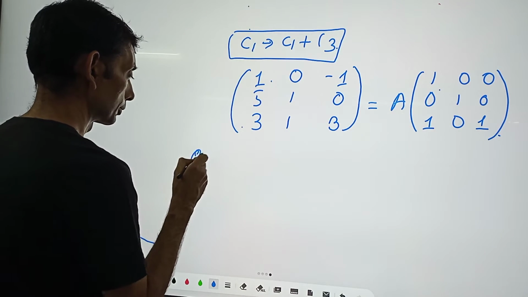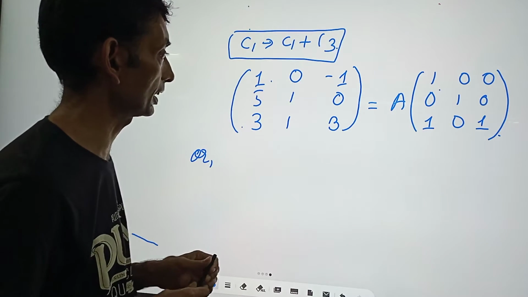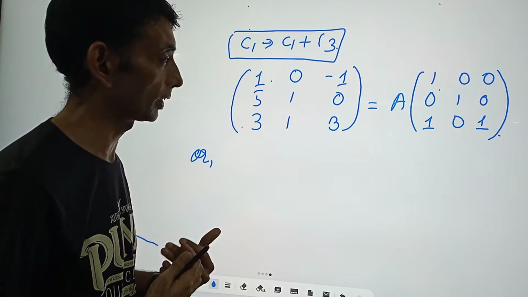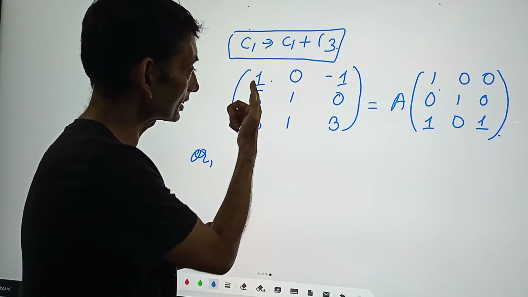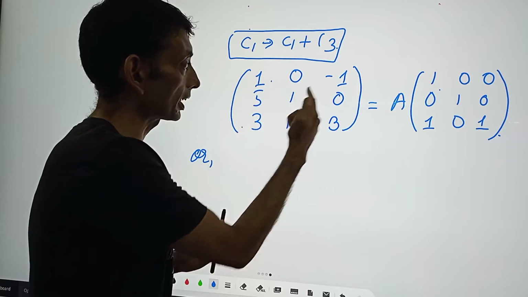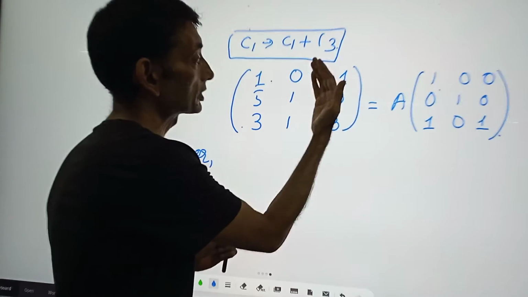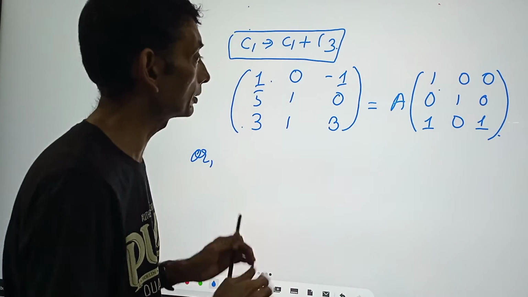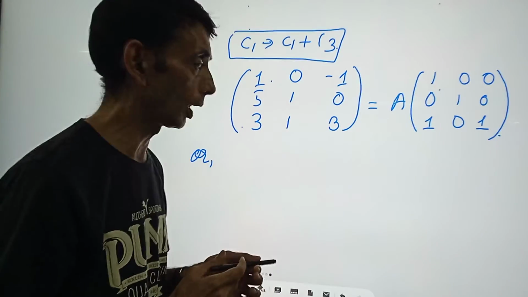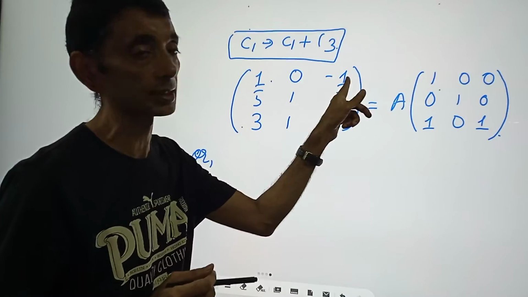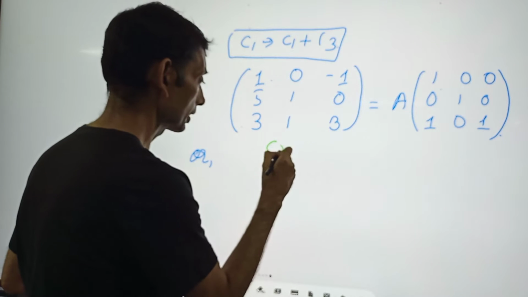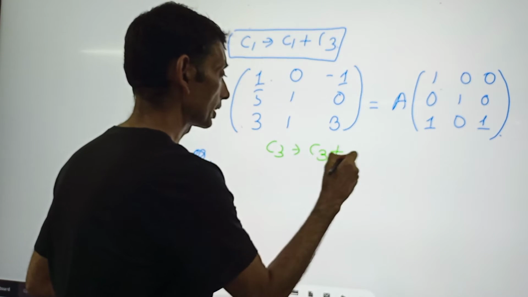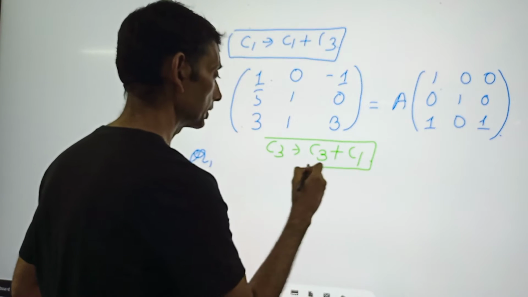So, what are the next steps? Let's say this starts with 1, 5, 3, and this is minus 1. We can change column 3. Column 3, we can just add with column 1. If we add this, this number will be 0. So just use that operation: C3 will be C3 plus C1. Done.